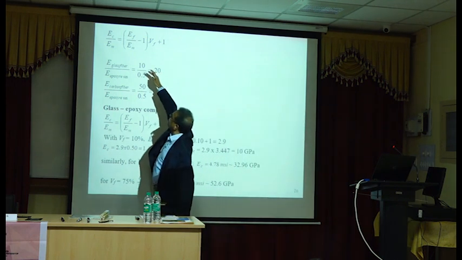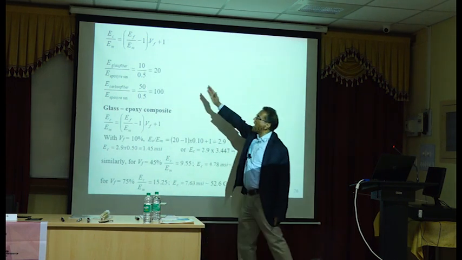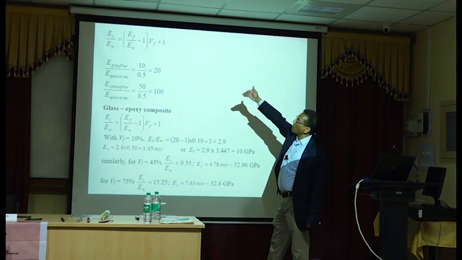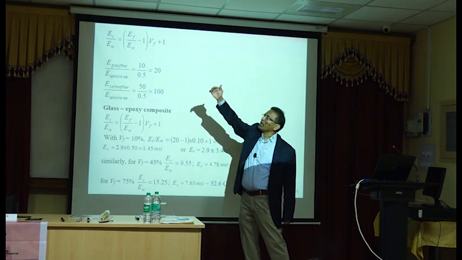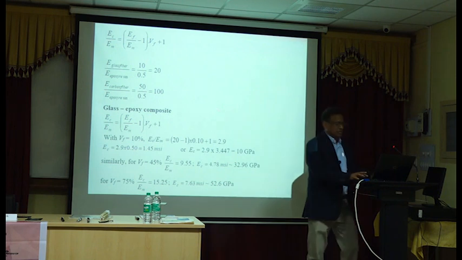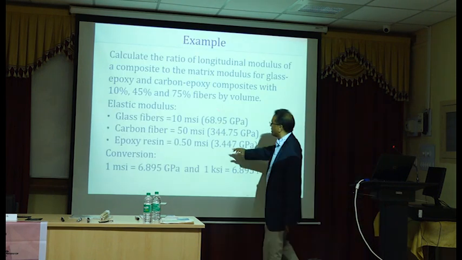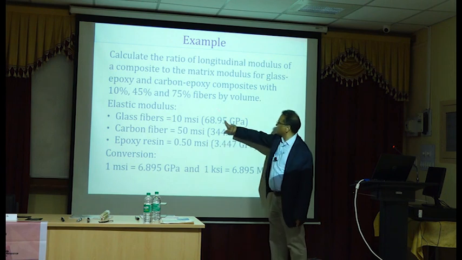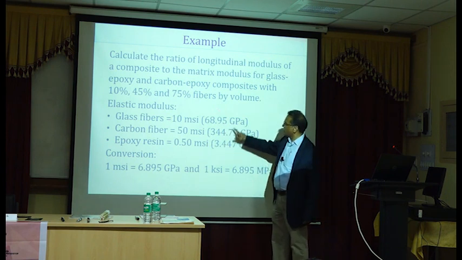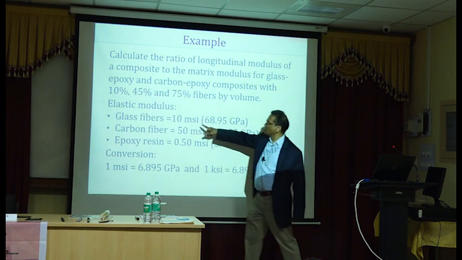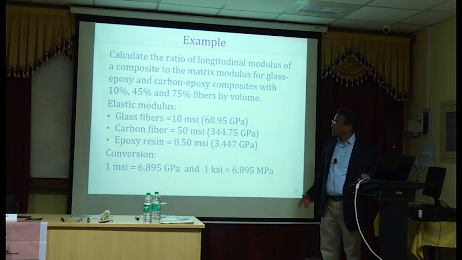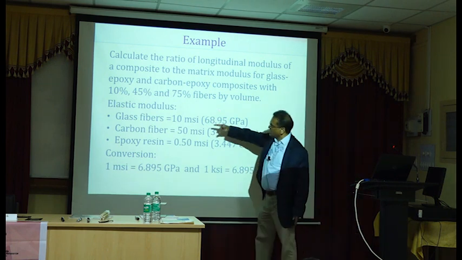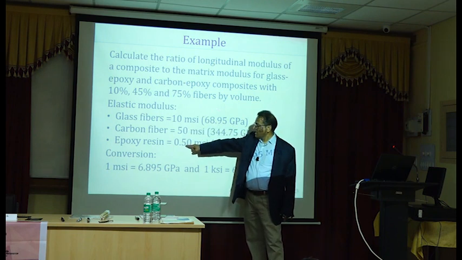Remember I said we are working with ratios rather than absolute values. So EF over EM is 10 over 0.5, which will be the same as 68.95 over 3.447. The ratio of these two numbers, 10 over 0.5, is 20. Very simple to calculate. So that's one ratio. The other ratio is 50 MSI and resin is 0.5, so 50 over 0.5 is 100.